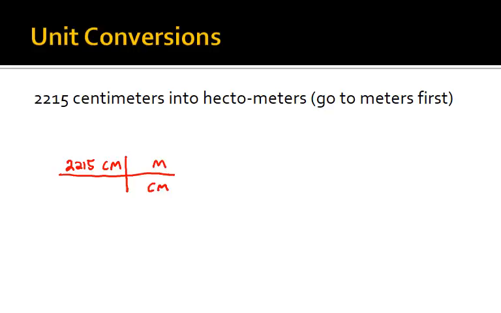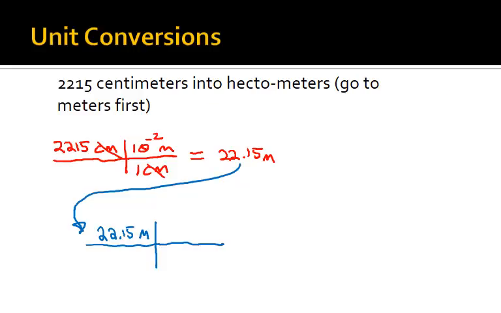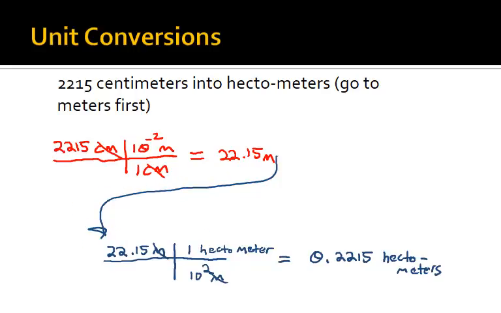Okay, so centi, 10 to the negative second. So we should get 22.15 meters. Then hecto's on the bottom, 0.2215 hectometers.